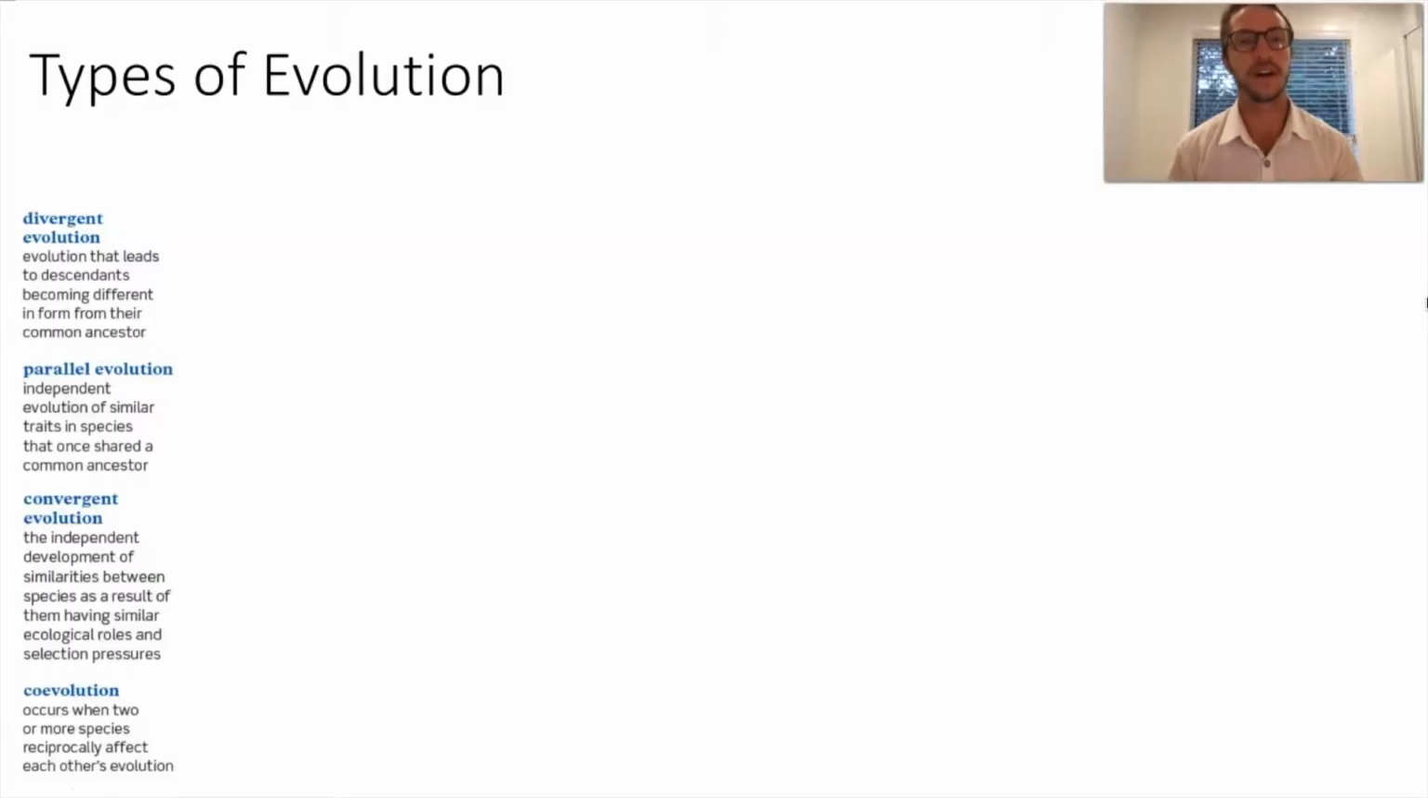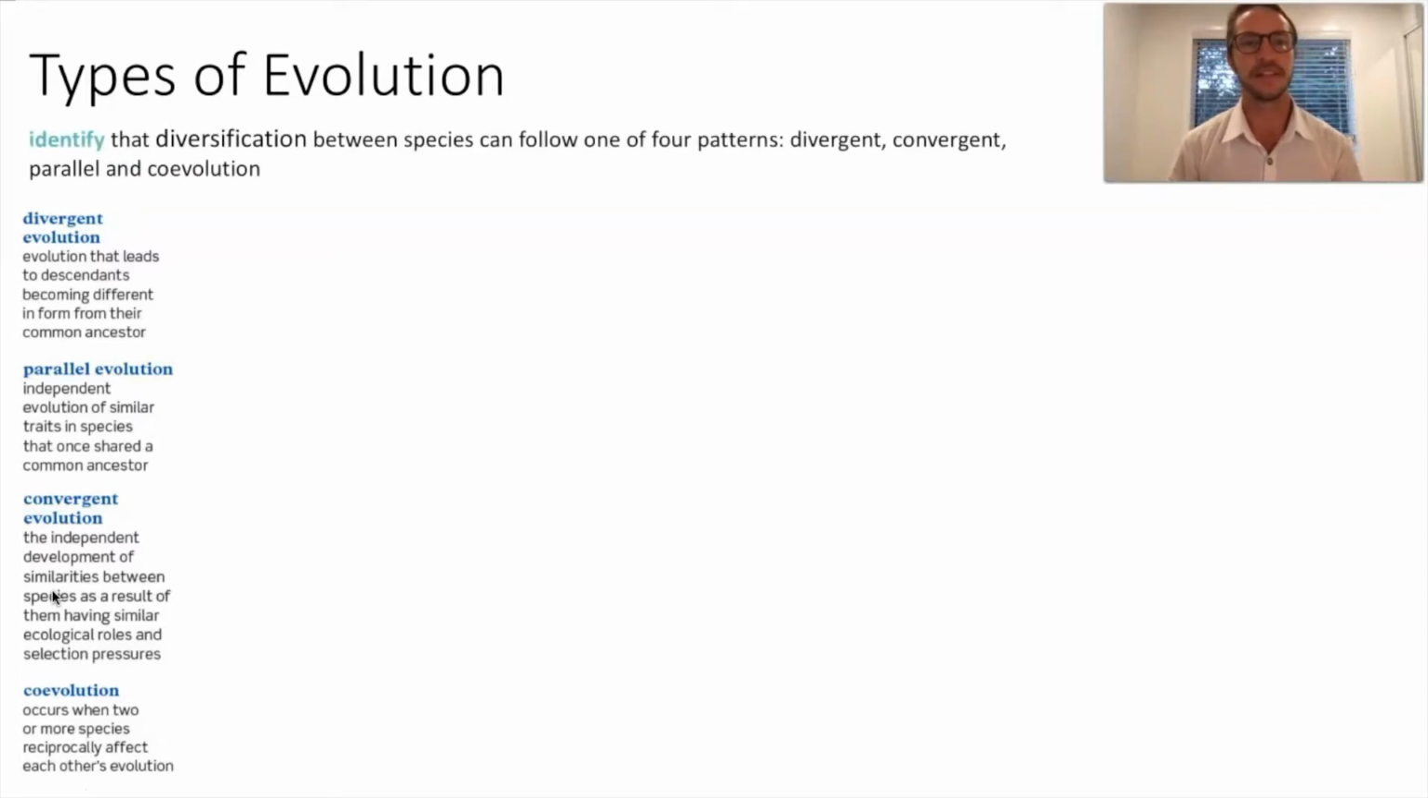So first up, types of evolution, and we have down the side here just a bunch of key terms taken from your textbook. And I would suggest to write those down in the glossary that you guys are definitely developing too. So first up, to identify that diversification between species can follow those four patterns we said.